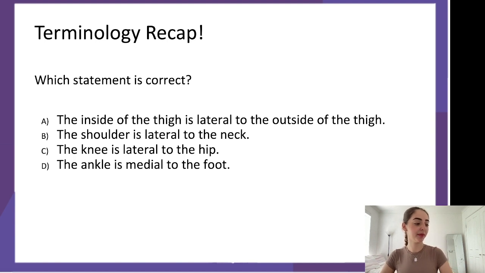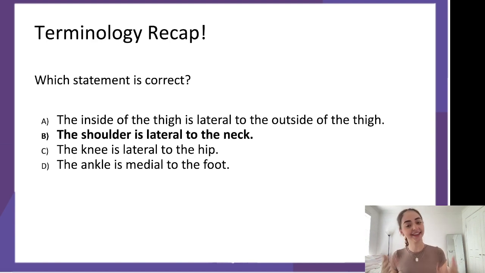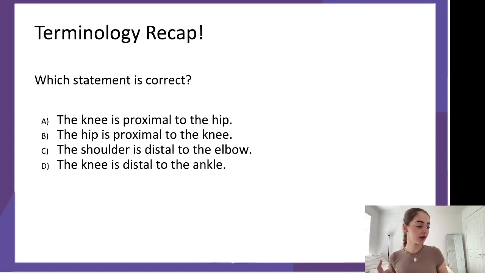Okay, most of us are going with B. All right, correct, it is B, okay? The shoulder is lateral, away from the midline, to the neck, which is obviously toward the midline. It's lateral. Next one, I will start the next poll.